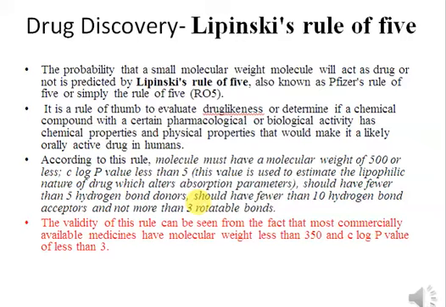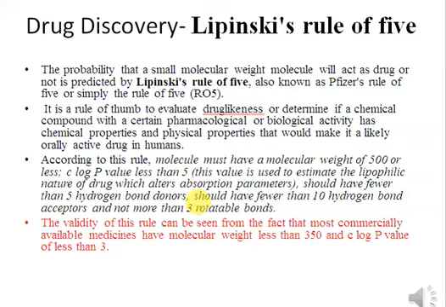I state again that for a drug to be orally active in humans, it must have a molecular weight of 500 or less. Its C log P value should be less than 5. Then it should have fewer than 5 hydrogen bond donors, fewer than 10 hydrogen bond acceptors, and not more than 3 rotatable bonds.